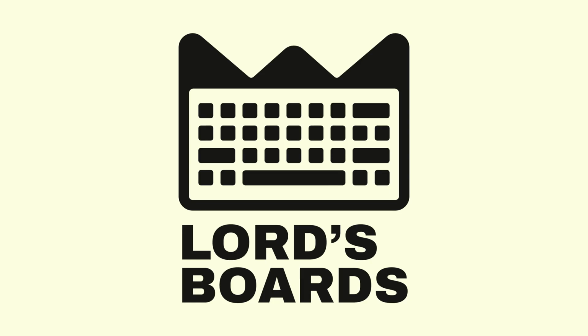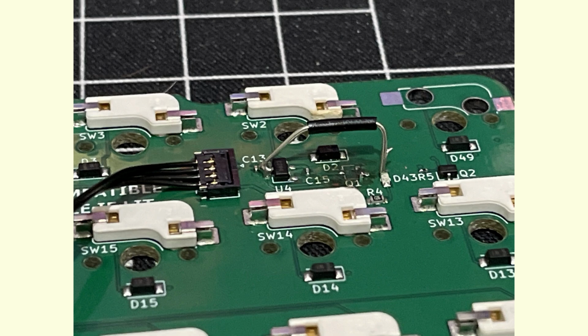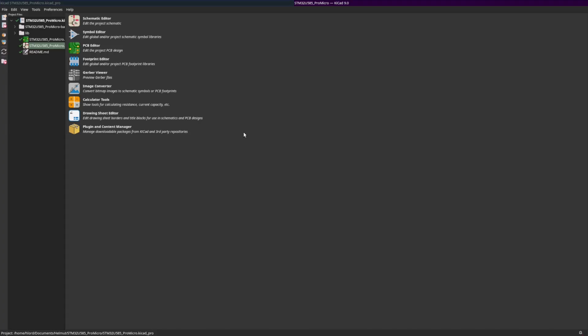Hey, this is Helmet with Lord's Boards. Have you ever submitted a board and found that your fab house may reject it for some DFM reason? Or have you ever received boards in your hand and seen some glaring mistake that you should have caught but didn't? Let's make sure that never happens again. Or at least happens less often.